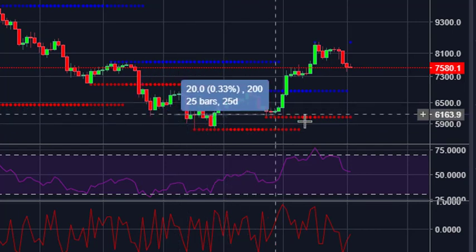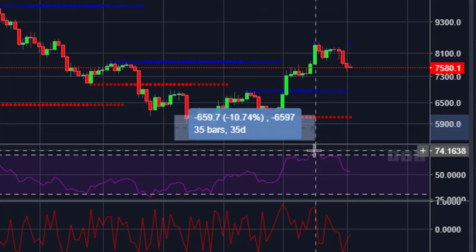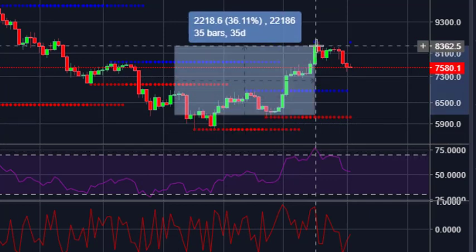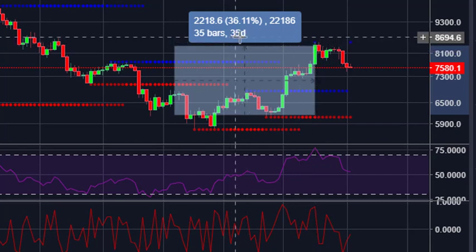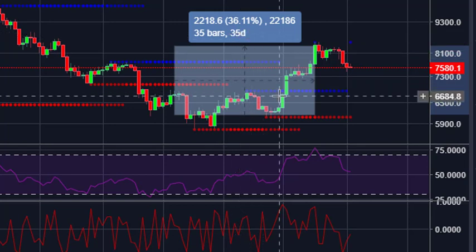And then when it did go up on the RSI, it reached a peak here. You could have sold there and made a 36% profit over a period of 35 days. So not quick by any means, but it is a reliable way of making profit that way.